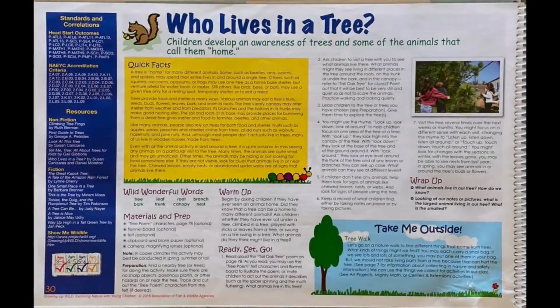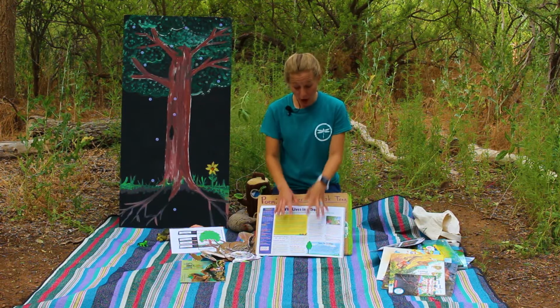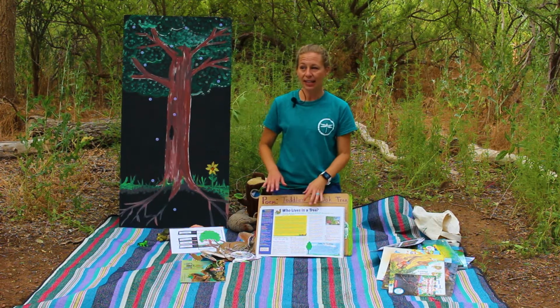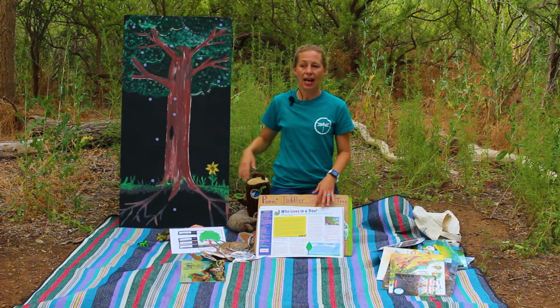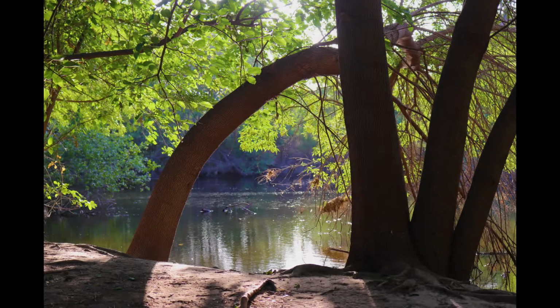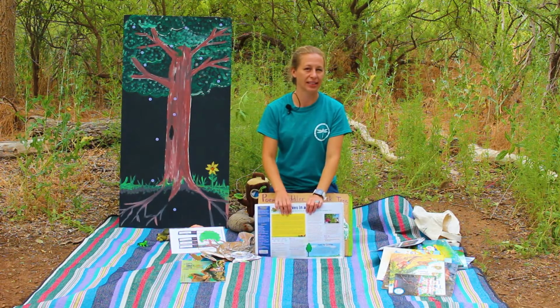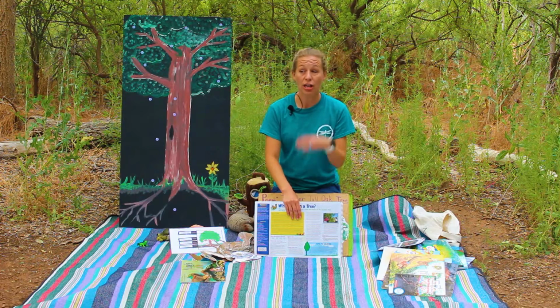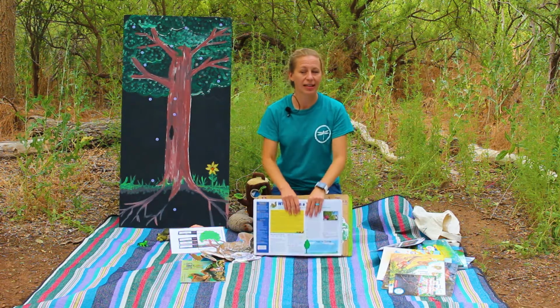So in this lesson, Who Lives in a Tree?, it says that children develop an awareness of trees and some of the animals that call them home. So the two main components of this lesson to me is basically, what is a tree? We talk about the functions of a tree. So I might start the lesson by having the children identify trees that are around us, and then we might even see if we can find 3 different trees and talk about how we know that 2 trees are not the same but different species.